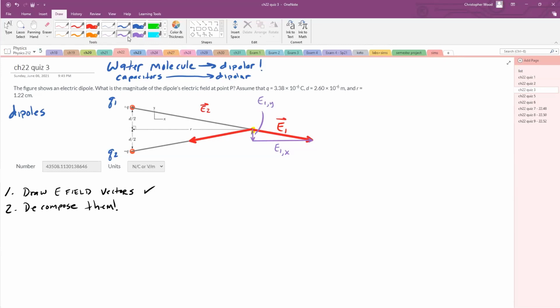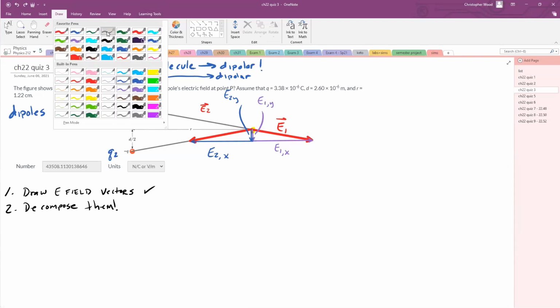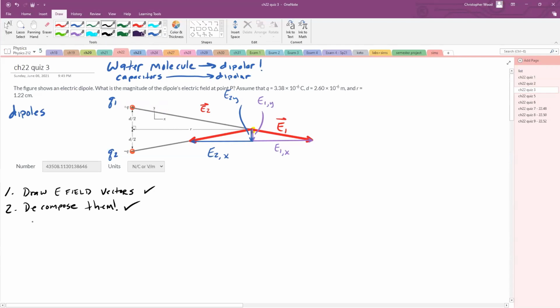I'm going to do the same thing for E2, maybe change colors for clarity. This is E2X. And this is E2Y right here, overlaid. Okay. So I'm done with decomposition. Great success. I've drawn my vectors. I've decomposed them. This is all very cookie cutter in a good way.